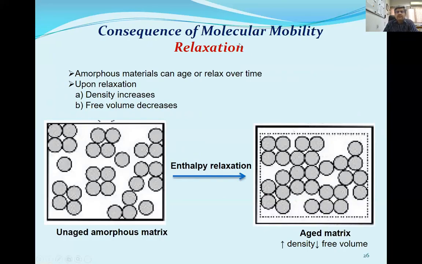Now, what are the consequences of molecular mobility? Molecular mobility leads to what is called relaxation of the material. So amorphous materials can age or relax over time. Upon relaxation, there is an increase in the density of the material and the free volume decreases. Let us try to understand this term relaxation using some day-to-day example. Whenever there is entrapment of higher energy in any system, the system tends to lose that higher energy to the environment, and in this way it relaxes.